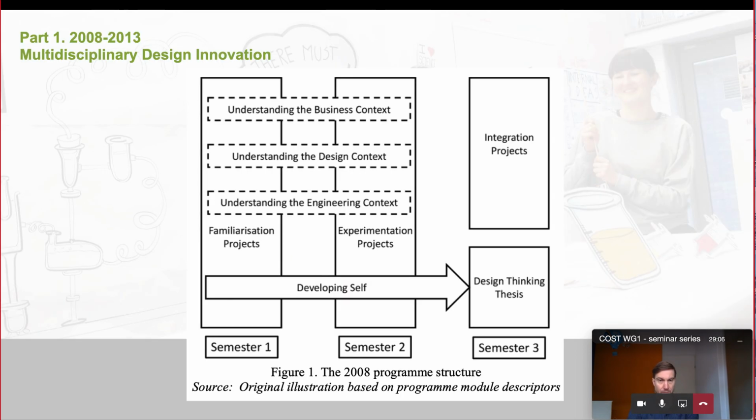Structurally, it looked a bit like this. All of our programs were 1-year masters, and the way that they were coordinated was through 3 semesters. Pretty typical structure in the UK. In the UK, you typically find a 1-year or a 2-year masters. Ours at Northumbria and in the design school were 1 year, and they had this structure.